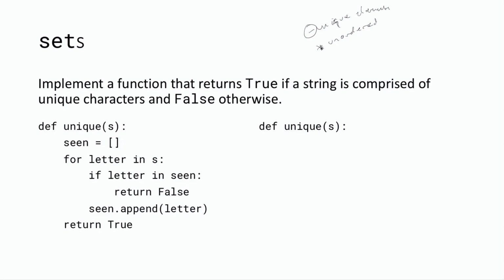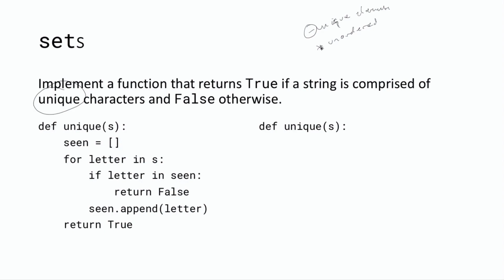And so now we can take a look at today's problem. It says: implement a function that returns true if a string is comprised of unique characters and false otherwise. And again, that hint I gave you, here's the word unique. That should give us a good hint as to how we might approach it.